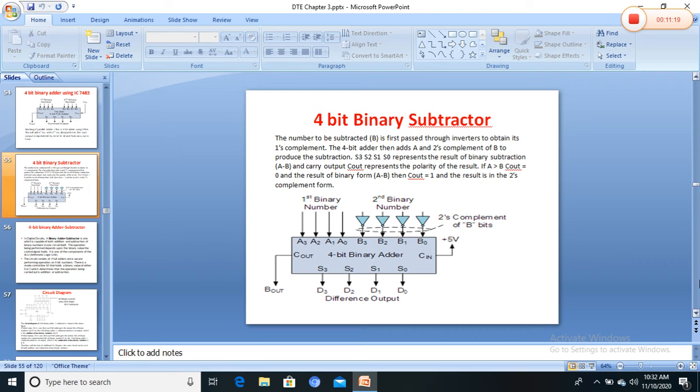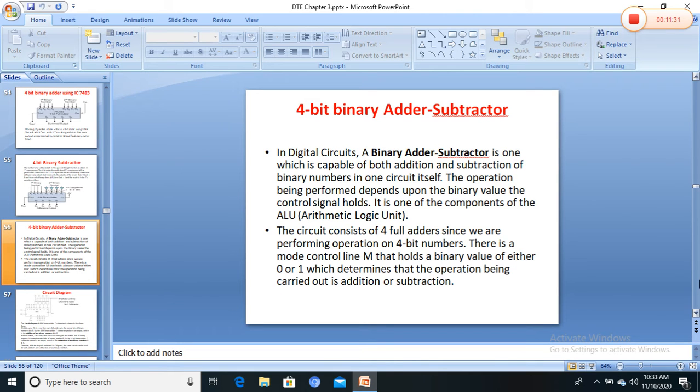That 4-bit subtractor. In the 4-bit subtractor we studied the IC 7483. This is the 4-bit binary adder subtractor. In the last point we studied the 4-bit adder and 4-bit subtractor separately, and next is the 4-bit adder and subtractor.